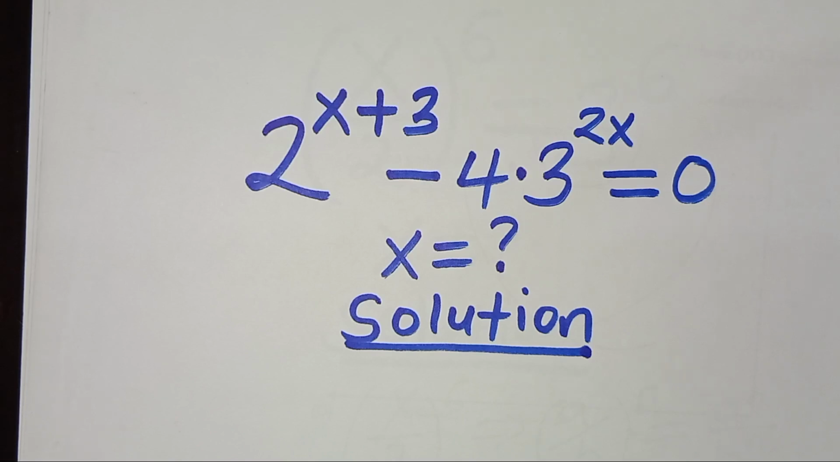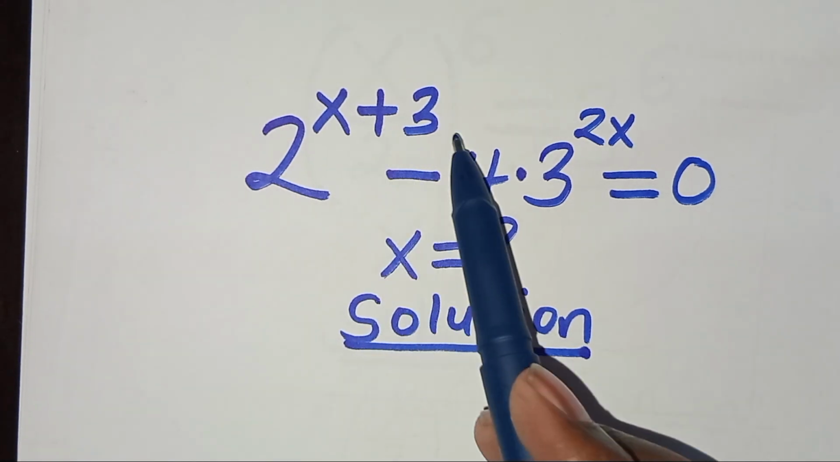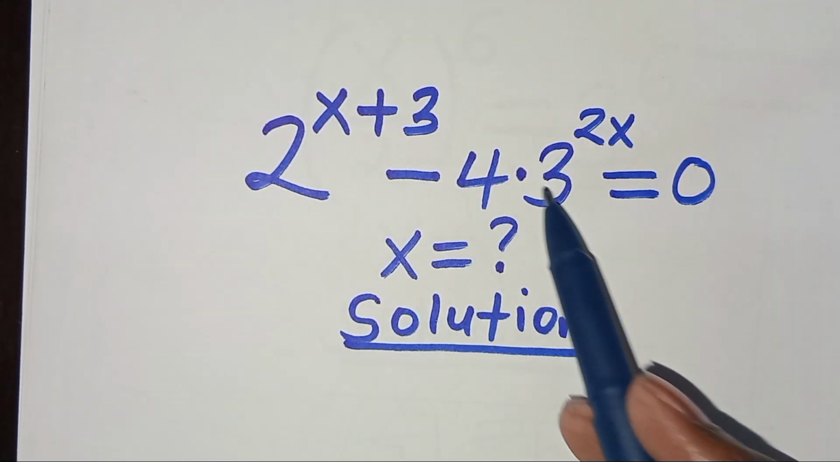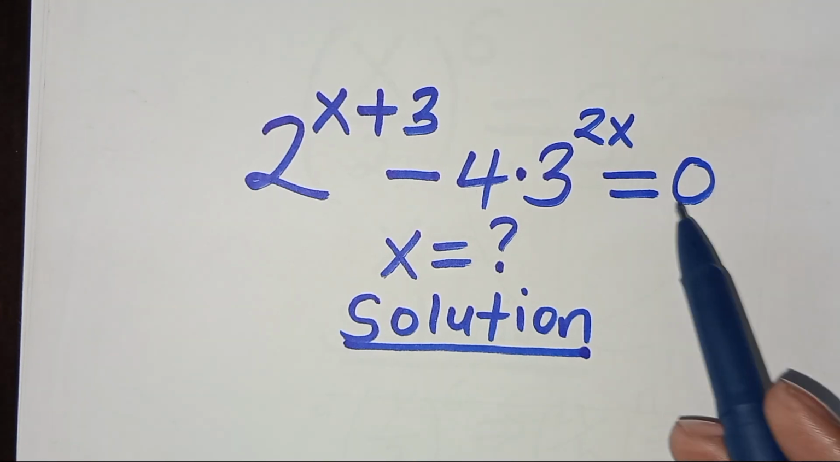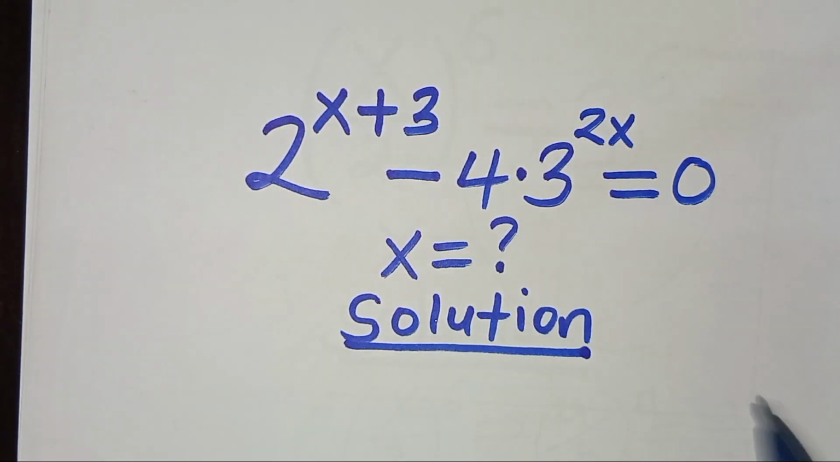Hello everyone, welcome to solve this nice exponential equation, which is basically 2 to the power x plus 3 subtract 4 multiplying by 3 to the power 2x. This is equal to 0. Now what is the value of x?